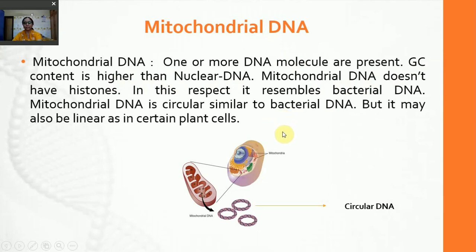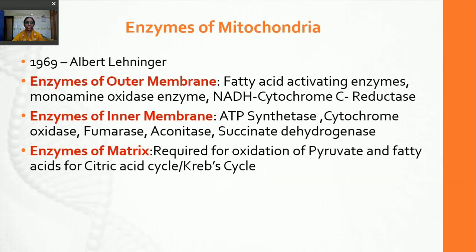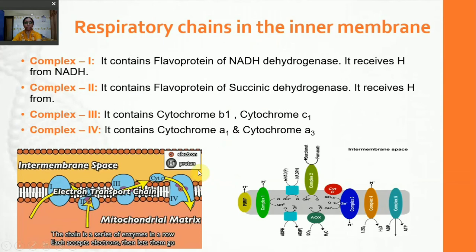Since mitochondria has DNA, ribosomes, RNA, it can synthesize its own proteins, and hence it is also called as semi-autonomous cell organelle. The enzymes of mitochondria are present in the outer membrane, inner membrane, and matrix. All these enzymes are required for the cellular respiration process. The inner membrane has got very important four complexes responsible for the electron transport system. Here you can see how the electrons move through these four complexes. The details of these will be studied in the respiration process.